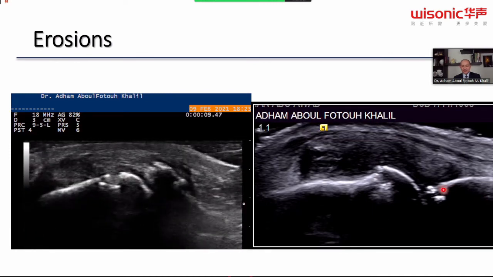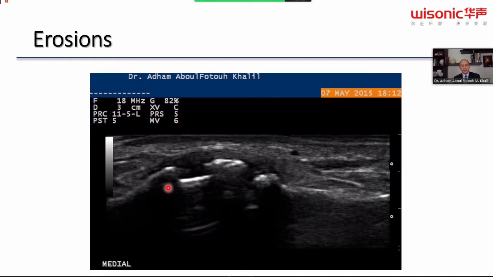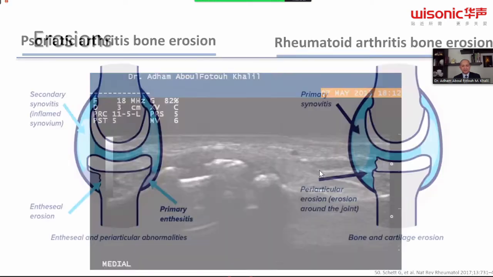So you can see this is blurred. This is even questionable, because here we have a notch. Is it a notch? Is it an erosion? But here you have a very clear-cut and clear boundary erosion, can you see? A punched out erosion, a very big one on the medial aspect of the first MTP in gout.